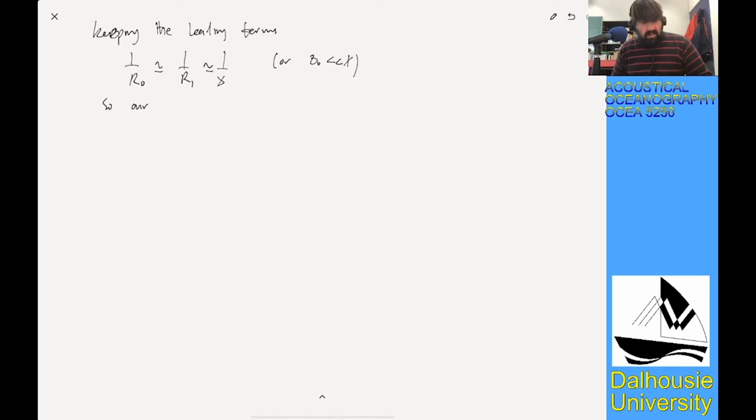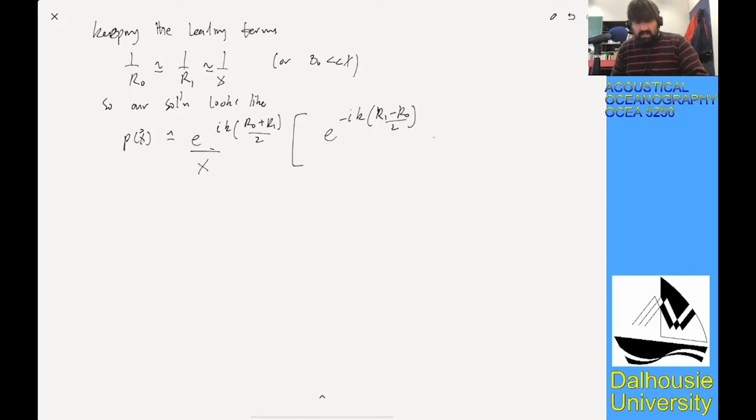So our method of images solution, combining the two free space Green's functions, looks like P of x is about equal to e to the i k (R0 plus R1) over 2, all over x. And now e to the minus i k (R1 minus R0) over 2 minus e to the i k (R1 minus R0) over 2.